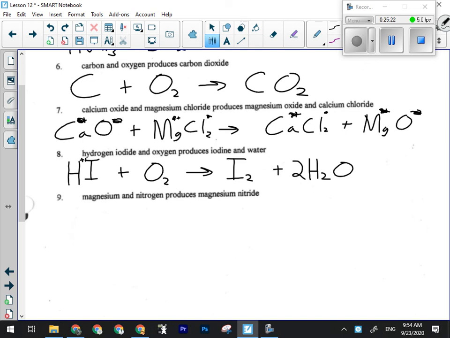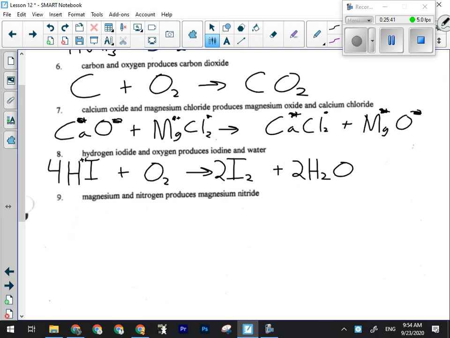By putting that 2 there though, it gives me 4 hydrogens. So I've got to go back over here and put a 4 in front of the hydrogen iodide. Doing so gives me how many iodine? 4. Now I've got 4 on the product side as well.